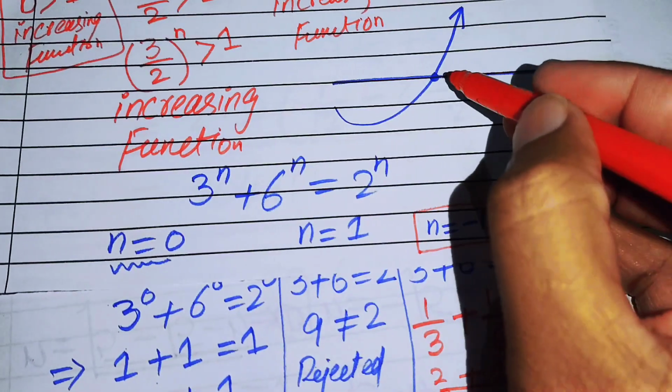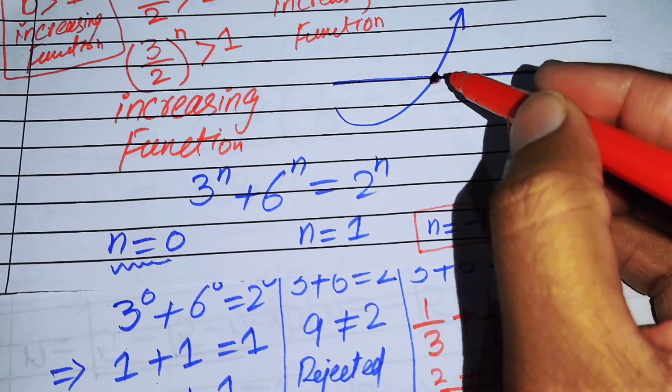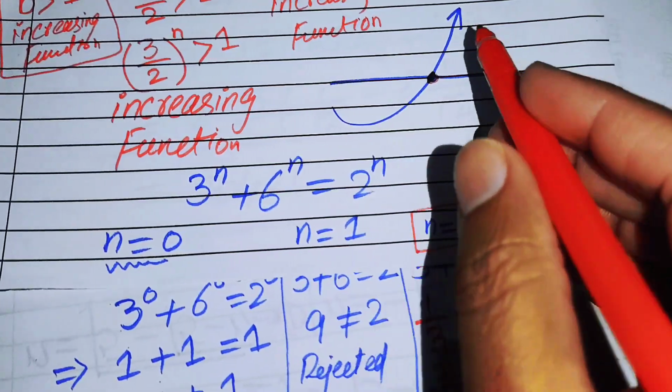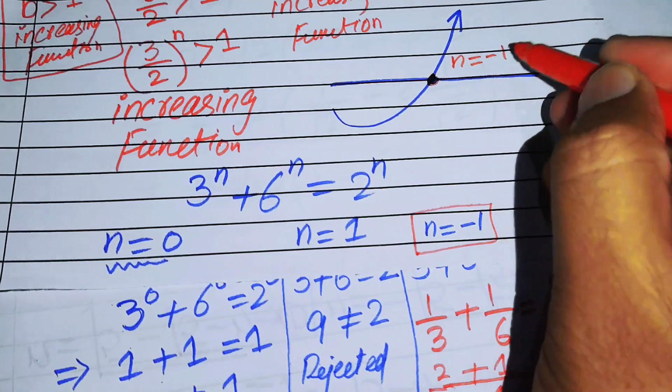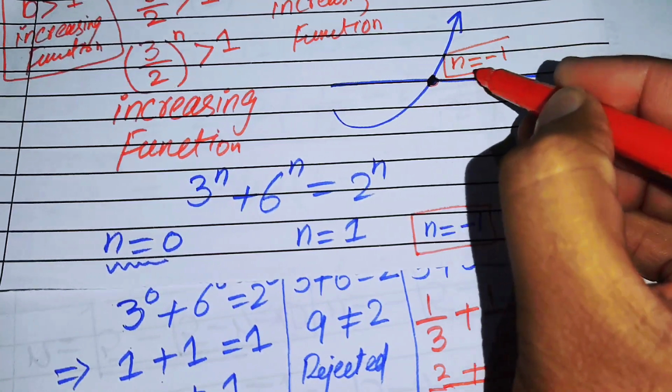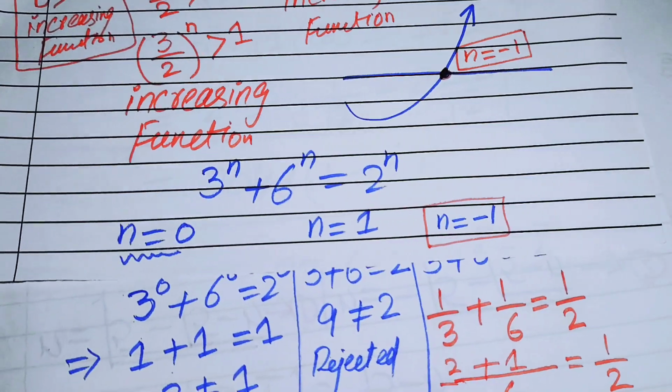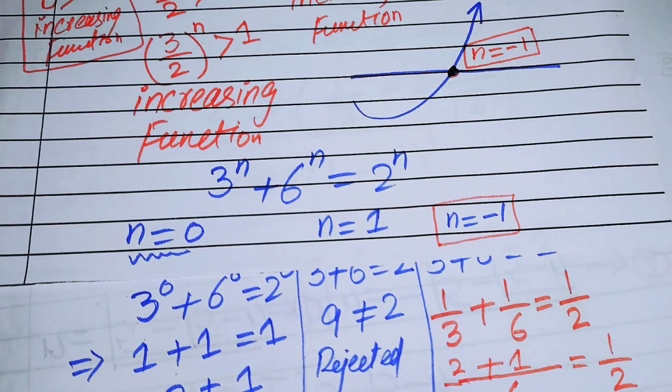So this unique point, the point of intersection of the increasing and constant function, is n equals minus 1. So this is the final answer of this problem.